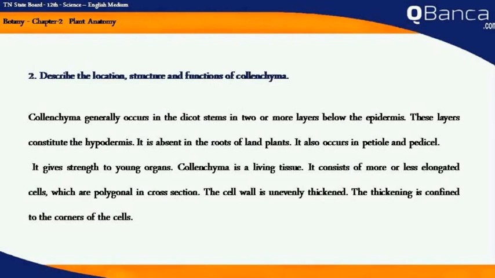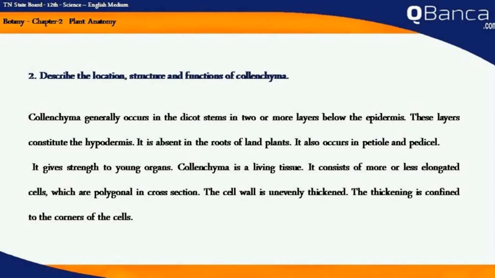Describe the location, structure, and functions of collenchyma. Collenchyma generally occurs in dicot stems in two or more layers below the epidermis. These layers constitute the hypodermis. It is absent in the roots of land plants. It also occurs in petiole and pedicel. It gives strength to young organs.